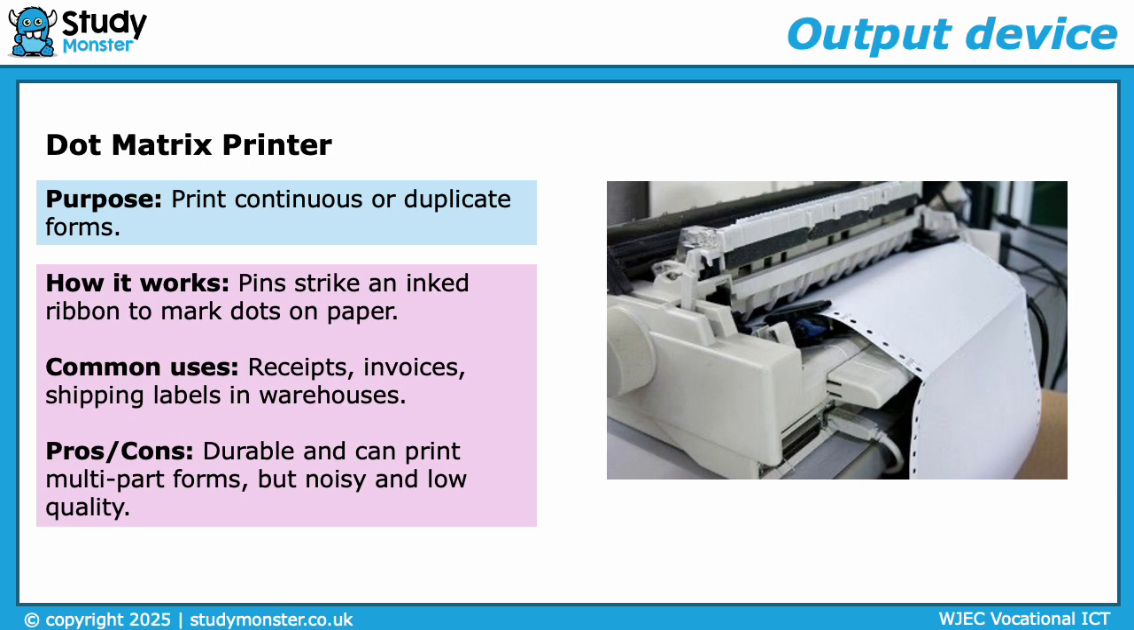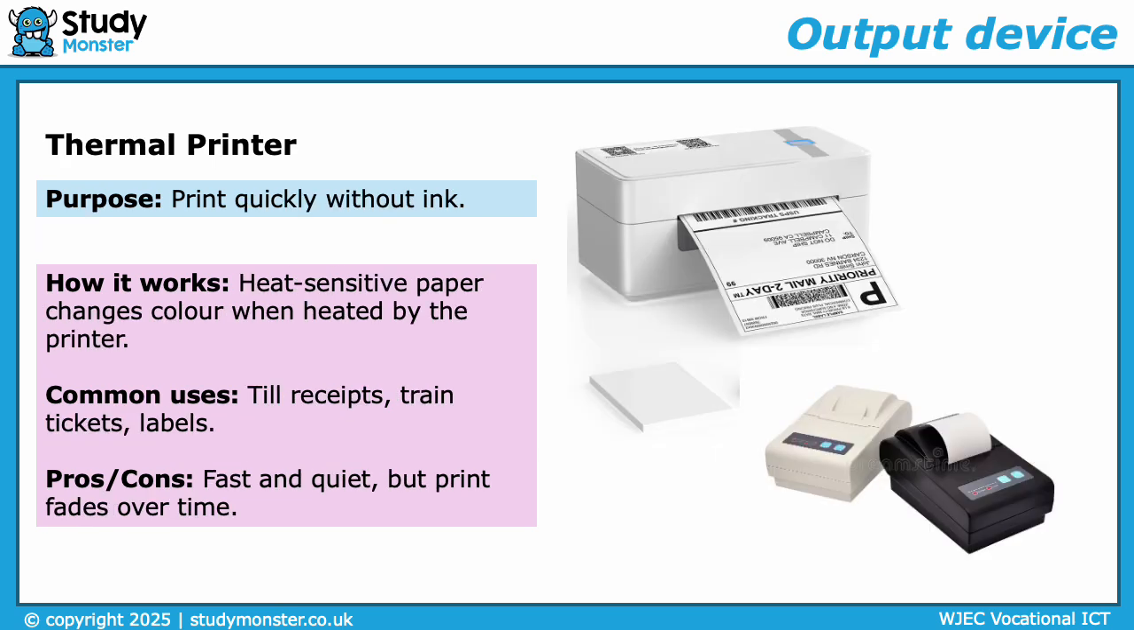You wouldn't print images out on a dot matrix printer. Thermal printer. These are relatively cheap. You can get them on the internet, so it prints quickly without ink. How it works is it uses a special type of paper that is heat sensitive, so it changes colour when it's heated by the printer.